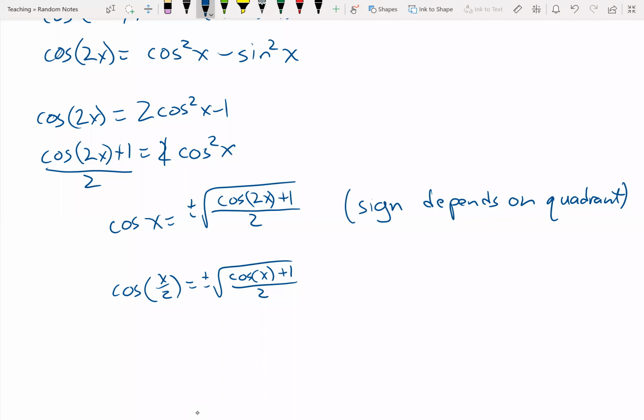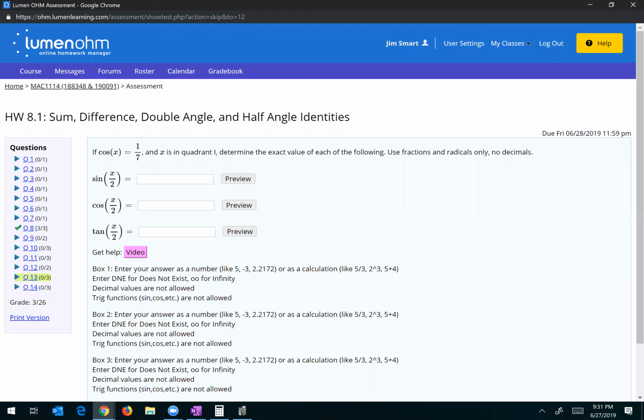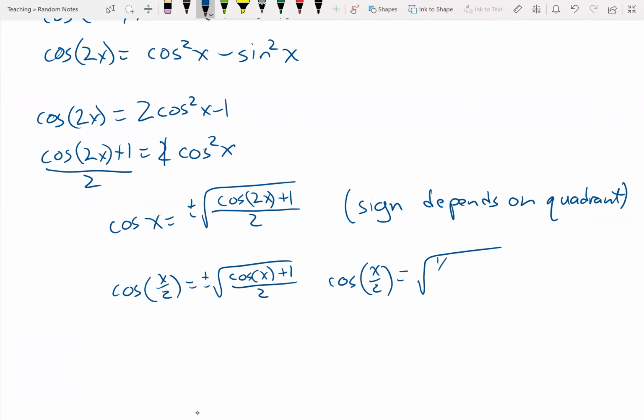So let's see. Cosine of x over 2 then is the positive square root of cosine x, and cosine x is 1/7, plus 1 over 2. A seventh plus 1 is 8/7 over 2. And if you divide a fraction in half, it doubles the denominator. So half of 8/7 is 8/14. So this is the square root of 8/14, and that reduces to the square root of 4/7. I don't care if you have a radical in the denominator, so I can put that in as the answer.